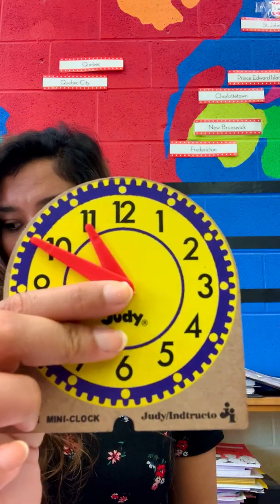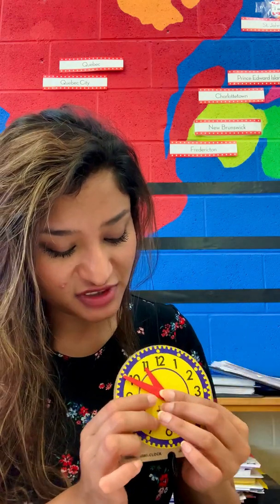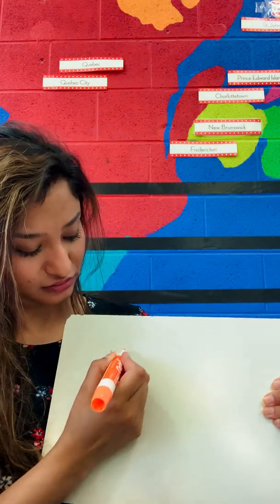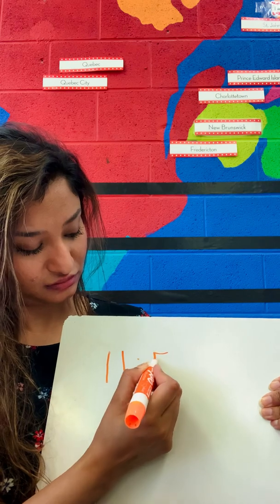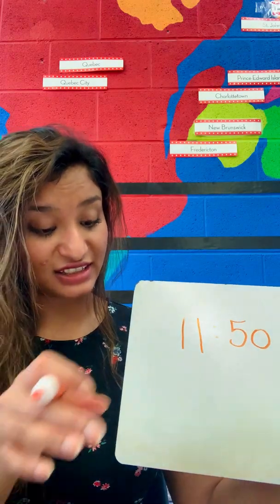What time did he stop? He stopped at 11. 5 times 10 gives us what? 11:50, right? So he stopped working at 11:50 a.m.